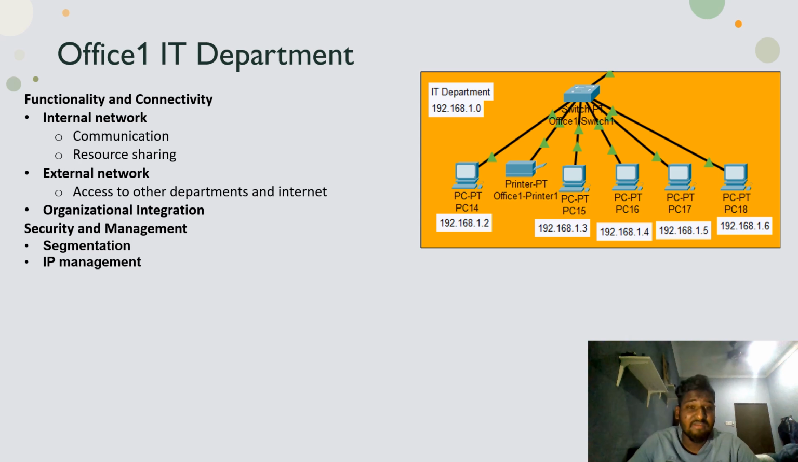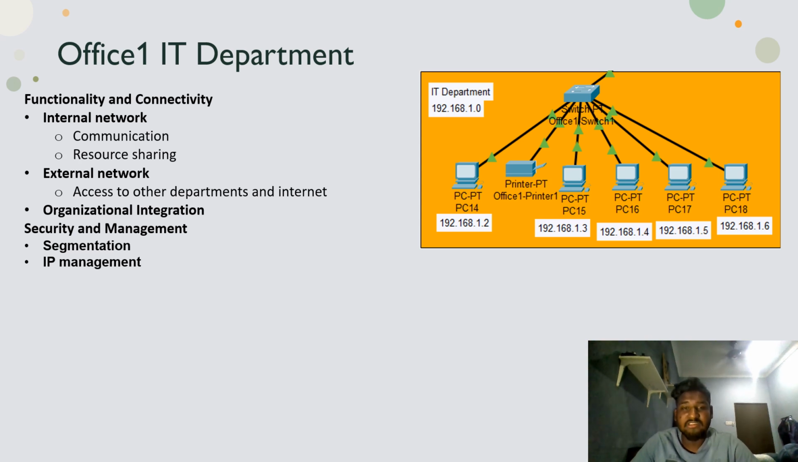Coming to the external network, we have created access to other departments and the internet. This means that through the Office 1 router, devices in the IT department can access other parts of the organization and potentially the internet. The Office 1 router manages traffic between the internal network of the IT department and other external networks. Coming to the organizational integration, the IT department is integrated into the organization's larger network through the connection from the Office 1 switch to the Office 1 router, which in turn connects to the main network infrastructure.